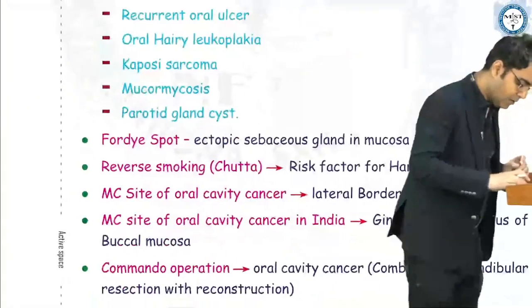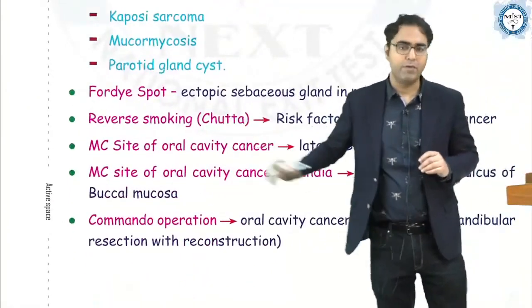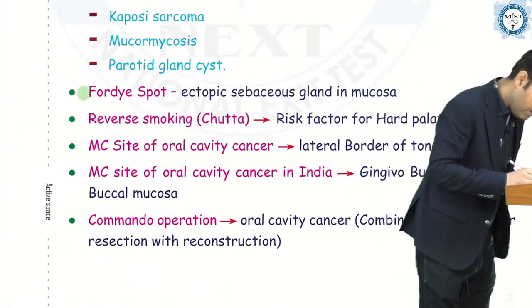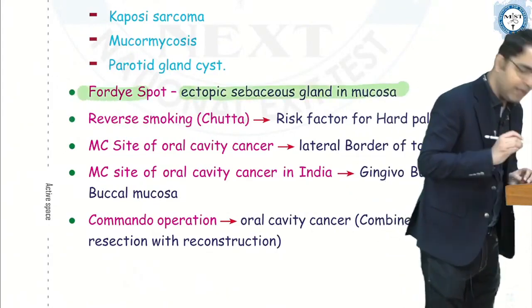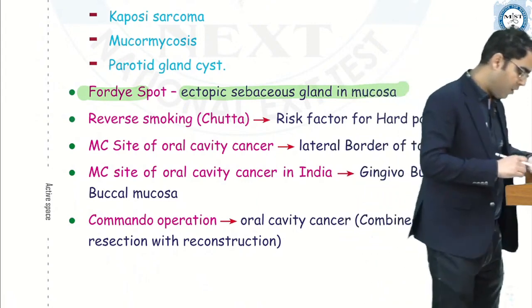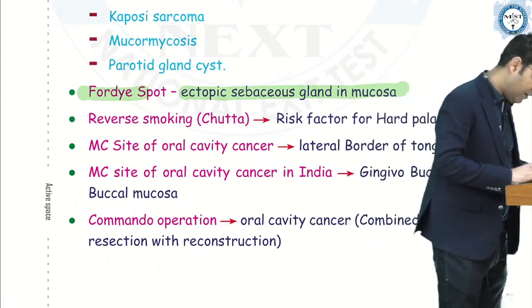Come over here, beta. Come over to Fordyce spots, beta. Everybody, Dharma question. Fordyce spots are ectopic sebaceous glands in mucosa. Fordyce spots are ectopic sebaceous glands in mucosa, beta.